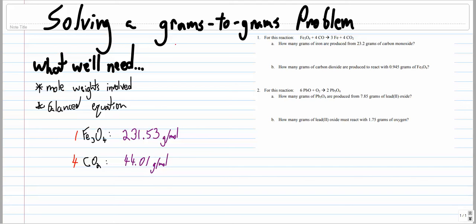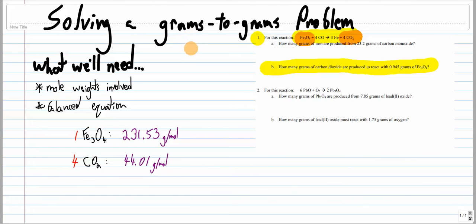All right, I am going to solve one problem from this grams to grams worksheet, and I am going to pick 1b. And the balanced equation is given to us right here, and the components that I'm interested in are carbon dioxide, so that's this one, and the Fe3O4, and that's this one.